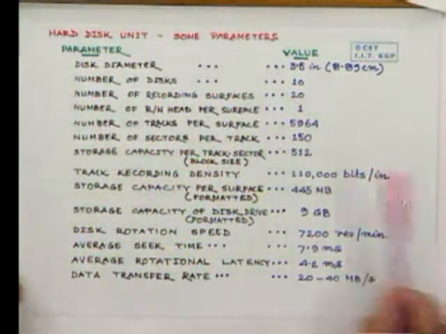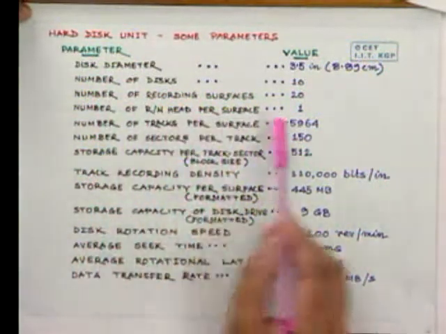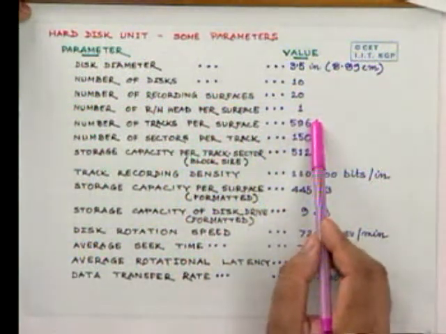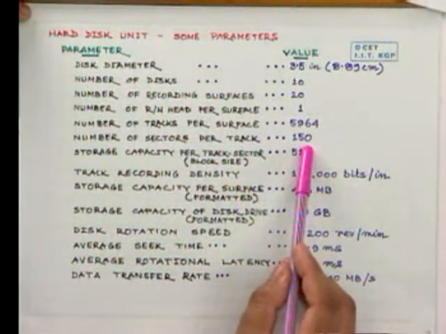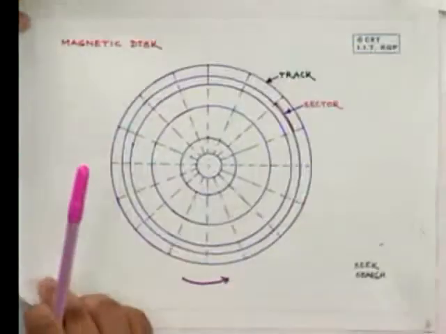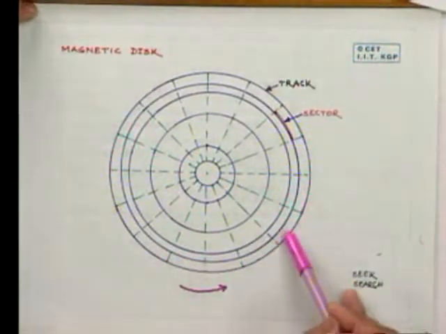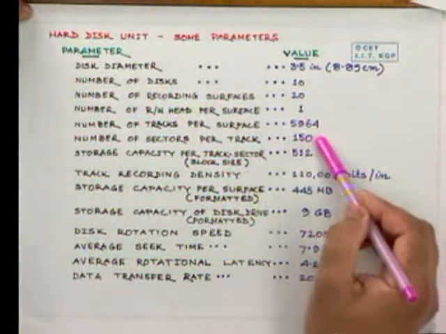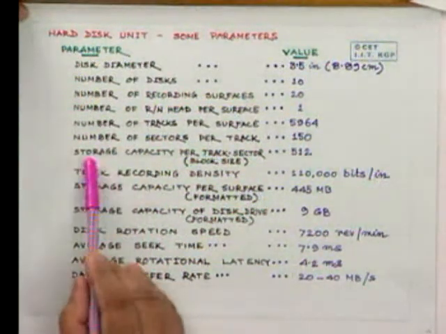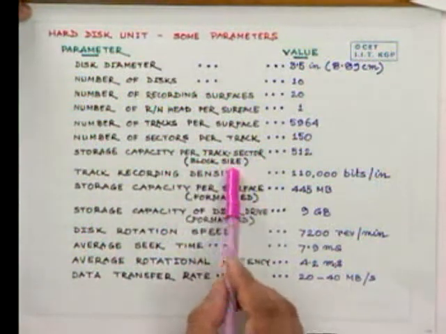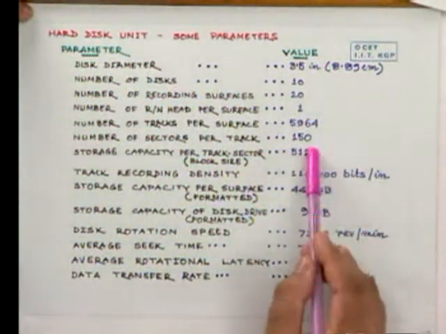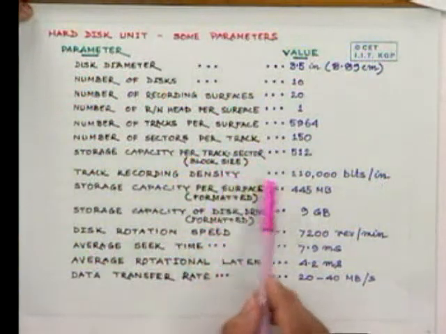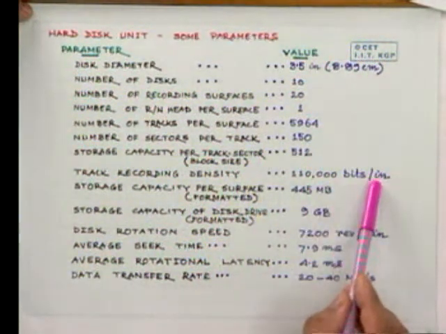Therefore, the number of read-write heads per surface is 1. The number of tracks per surface is of the order of 6,000. The number of sectors per track is 150. It can vary. For example, since the outer tracks have more space, the outer tracks can have more sectors than the inner tracks, but I've just given an average figure of around 150, a typical figure, so to say. The storage capacity per track sector, you please mark, is 512 bytes, half a kilobyte, right? Track recording density is 110,000 bits per inch.